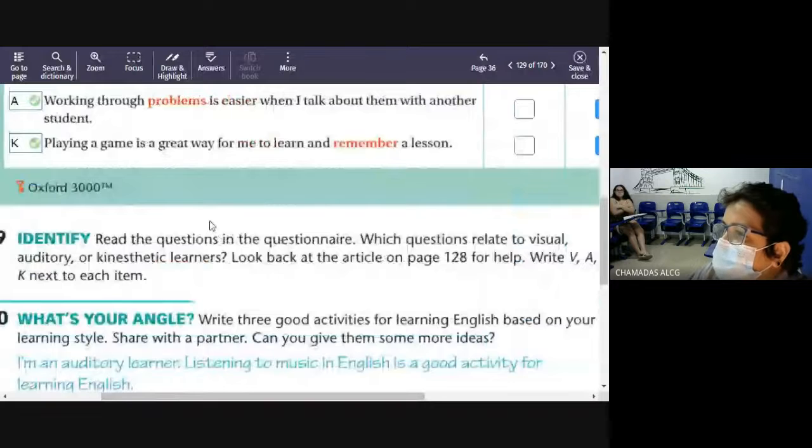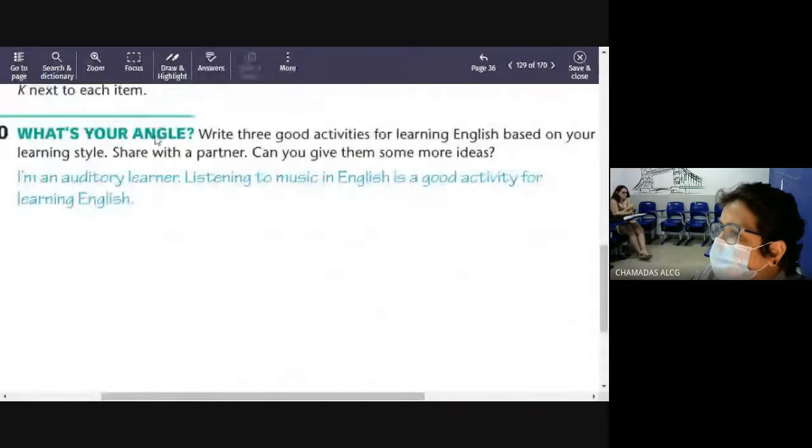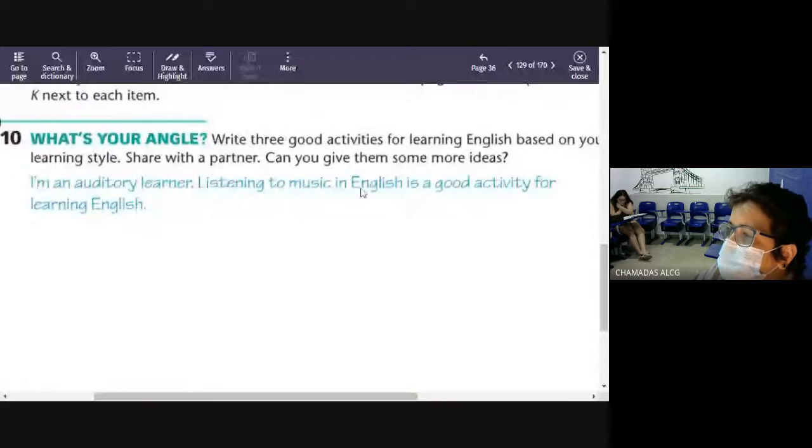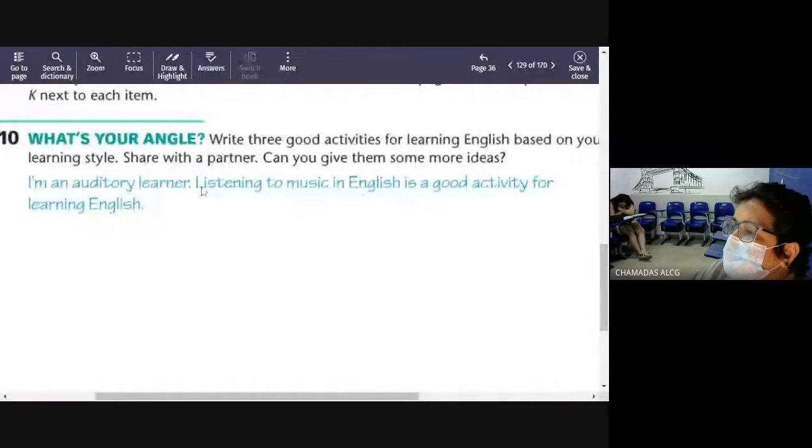All right, people. Here we have the final part. Write 3 good activities for learning English based on your learning style. So here we have an example. I'm an auditory learner. Listening to music in English is a good activity for learning English. So what do you think? Can you give a sentence? Can you make a sentence based on your learning style?